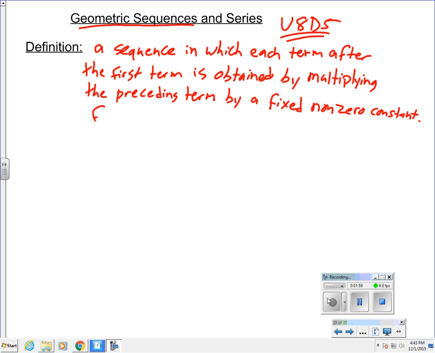So the fixed constant in the definition is called the common ratio. In the arithmetic sequence we had a common difference, we added every time. In a geometric sequence we have a common ratio, we're multiplying every time. So just a simple version of these definitions.